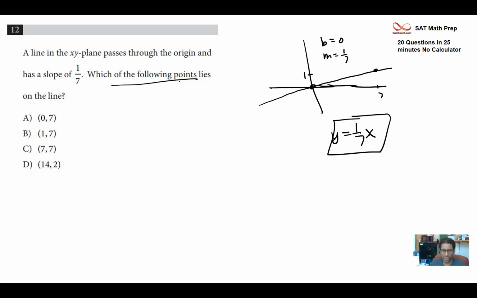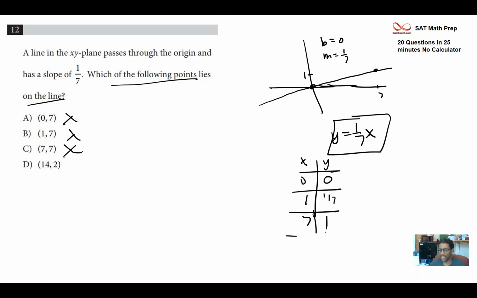The question says, which of the following points lie on the line? So when you plug the x in, do you get the y out? When you plug x equals 0 in, you get a 0 out. Now, when you plug x equals 1 in, you get a 1/7 out. No. When you plug x equals 7 in, you get a 1 out. No. When you plug x equals 14 in, you get a 2 out. Yep. Okay, great.